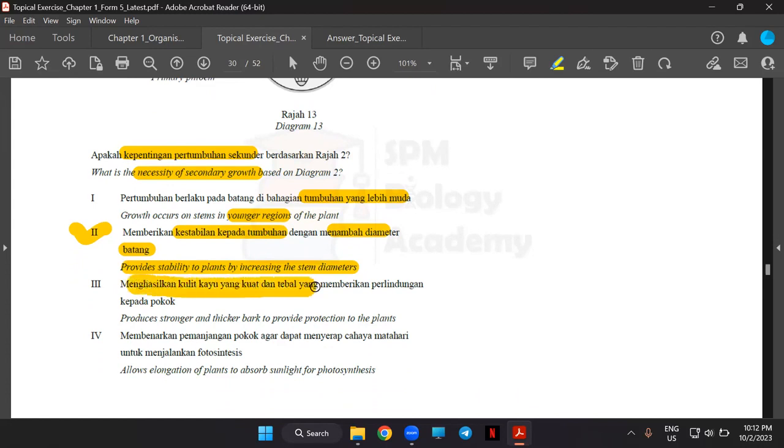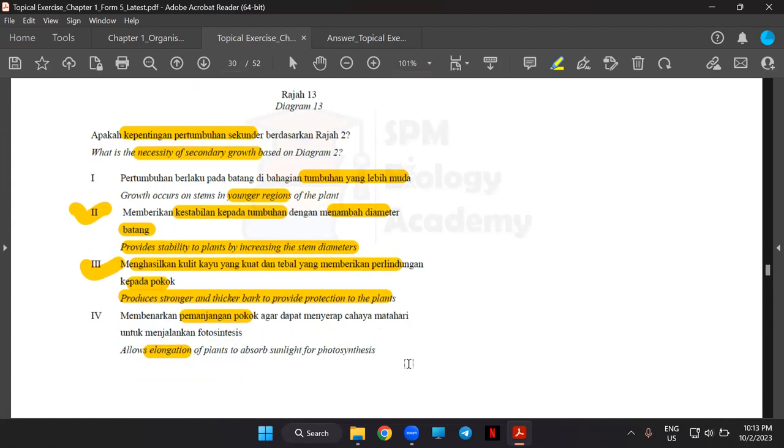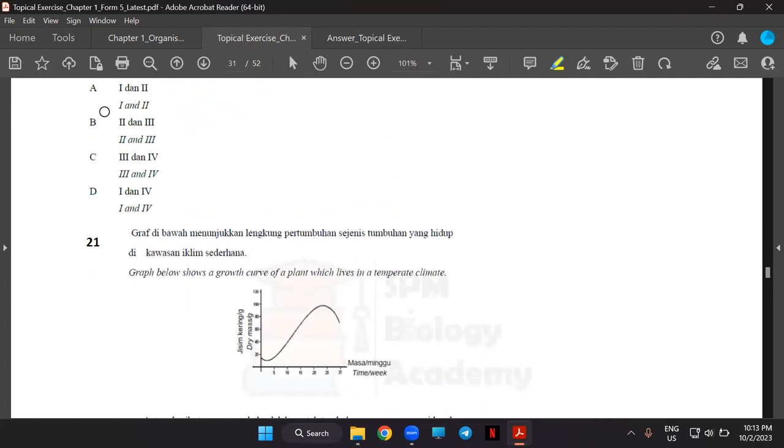Menghasilkan kulit kayu yang kuat dan tebal yang memberikan perlindungan kepada pokok. Produce stronger and thicker bark to provide protection to the plant. Yes. Membenarkan pemanjangan pokok agar dapat menyerap cahaya matahari untuk menjalankan fotosintesis. Allow elongation of plant to absorb sunlight for photosynthesis. Kalau pemanjangan, we are talking about primary growth. Tapi soalan kata secondary growth. So, 4 salah. 2 dan 3. Jawapannya adalah B.